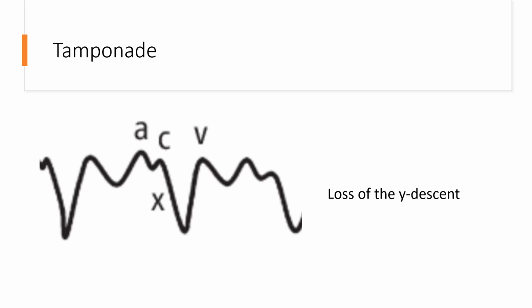Our next tracing describes tamponade. In cardiac tamponade, diastolic filling is impaired because the RV is being externally compressed by fluid surrounding the heart. This presents itself in the early ventricular filling phase that occurs during the Y descent on a normal CVP tracing. This is why we lose the Y descent in patients experiencing tamponade.